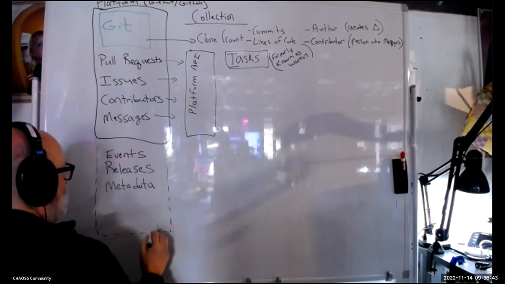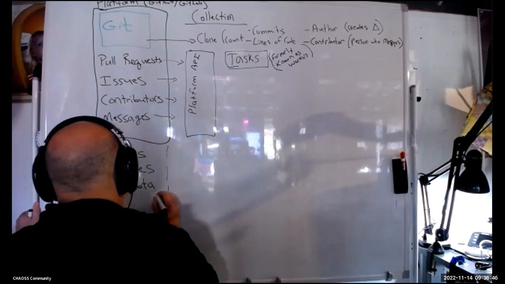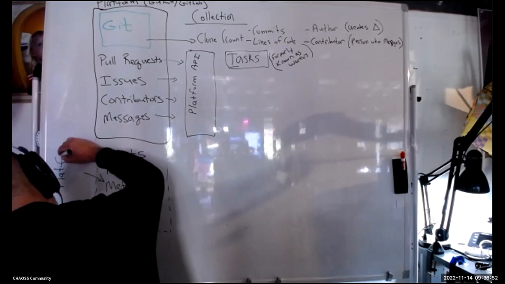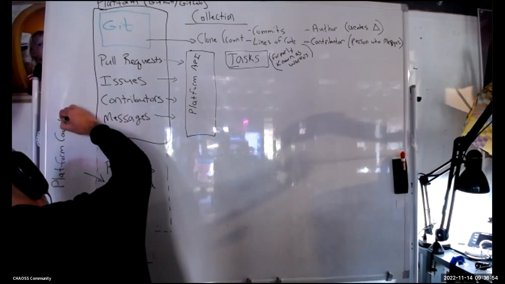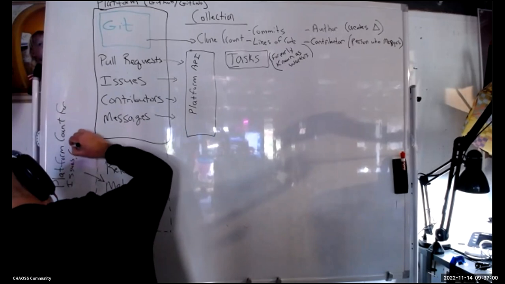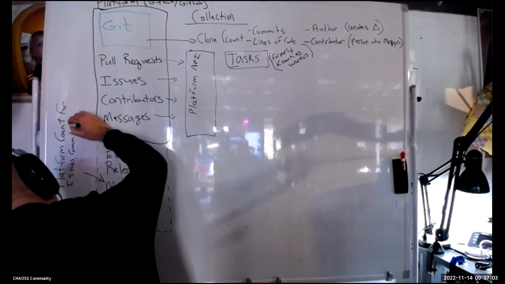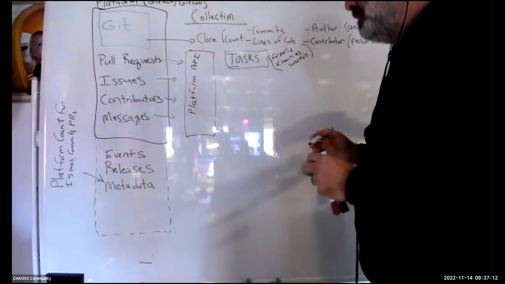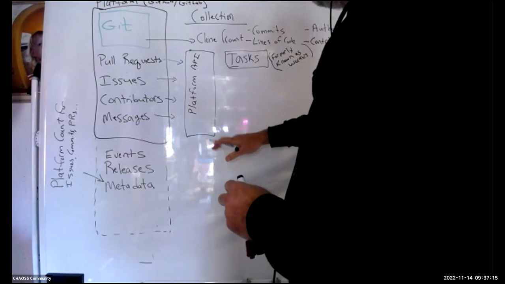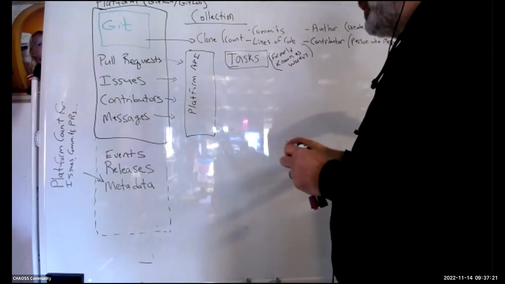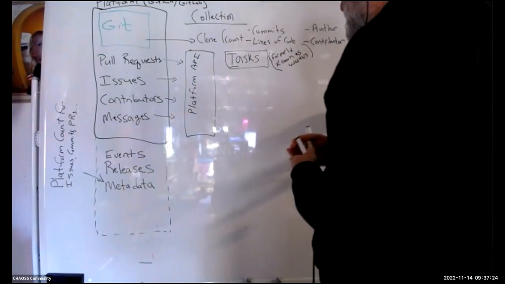Metadata includes things like the platform's view, the platform count for issues, commits, PRs, etc. So that becomes relevant a little bit later. But these are some of the other things that the tasks also collect. So for a task that collects, let me use one example, pull requests information.